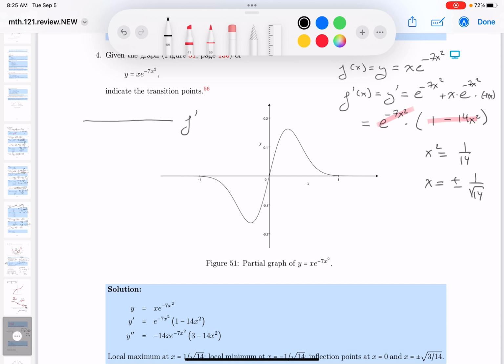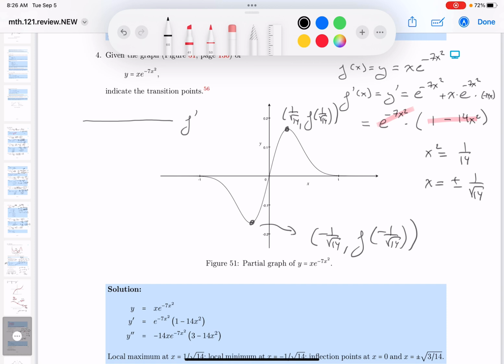I'm going to identify that point right now, and that's going to be right here. I'm going to put this down as 1 over root 14, and I'm going to write f of 1 over root 14. I'm going to identify this point over here as being minus 1 over root 14, f of minus 1 over root 14. Right, relatively simple.